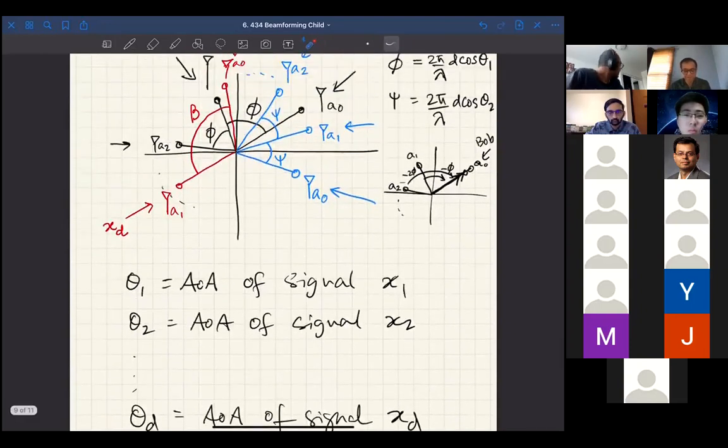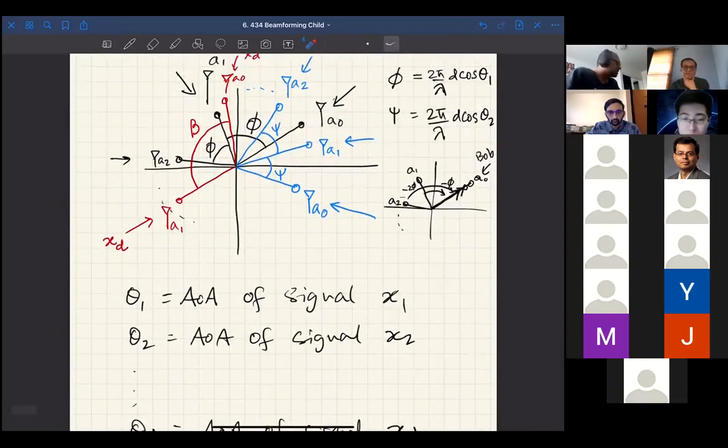Confusing? Yes. I guess maybe I should let you keep going, but I'm just wondering, don't we see the side lobe decrease even with just one signal?